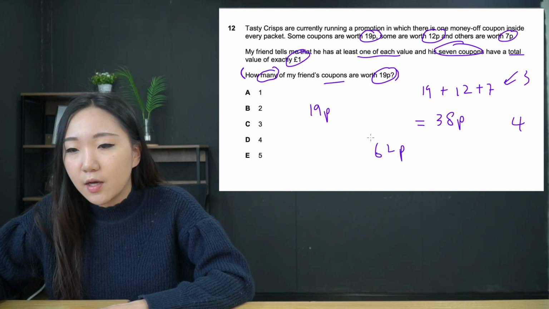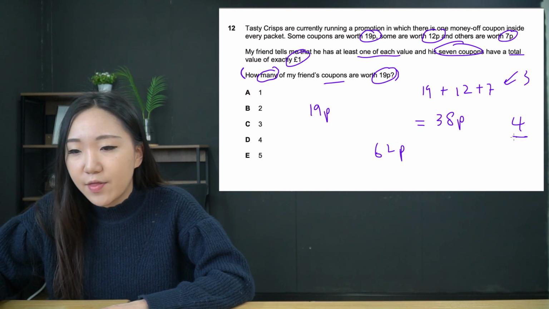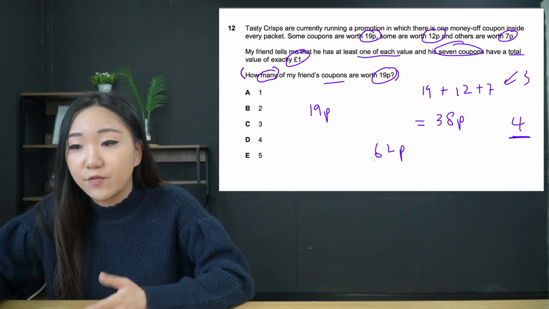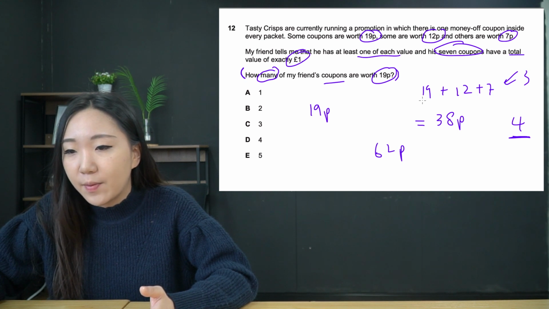So how would I approach this one? I know that I have 4 coupons remaining, so I know that this number here needs to divide into some combination of these.